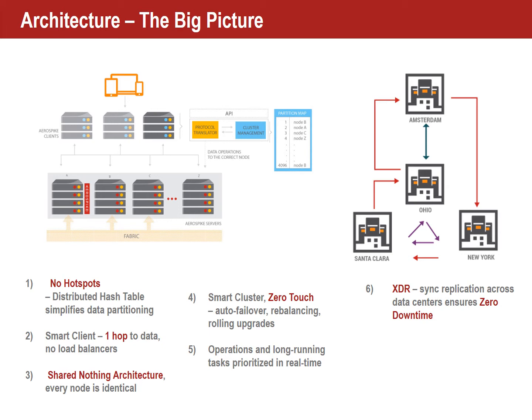This also allows us to do rolling upgrades where we can bring one node down and upgrade the server software while the clients are still live. So this, along with the way we've designed it to prioritize all the thread operations, where long-running tasks are prioritized in real time, you get a highly performant NoSQL database which gives you internet scale performance and is horizontally scalable.